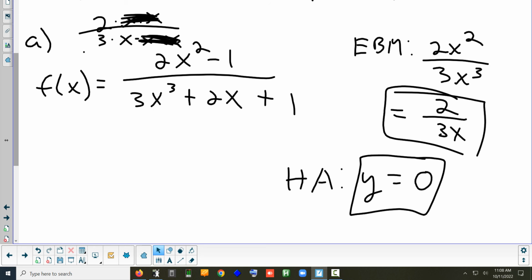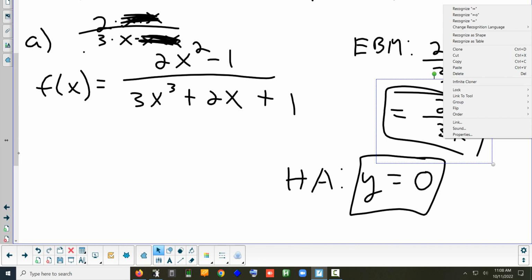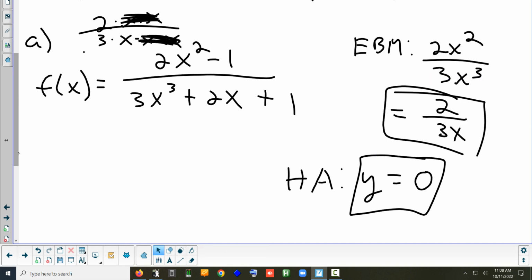Will it ever equal 0? No, that's the point of an asymptote. Even if x is in the millions, you're going to have 2 divided by a number in the millions. It's still not 0. It's small. Okay. So, any question on how we use the EBM to get the horizontal?